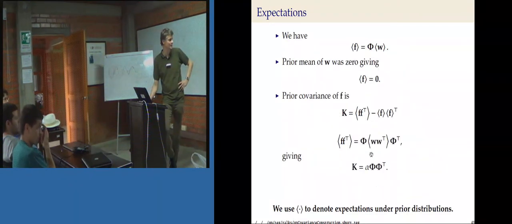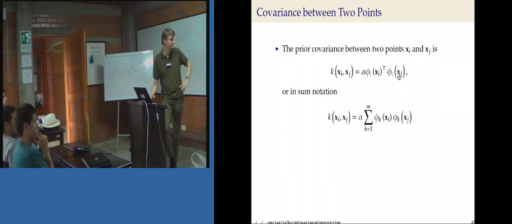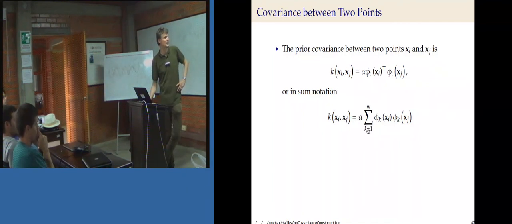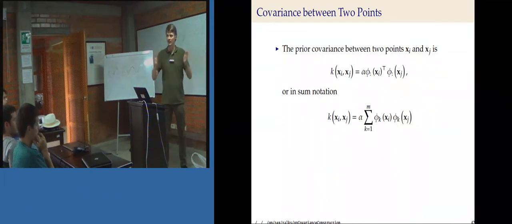So this is another way of writing it out, that the covariance is equal to alpha phi transpose. There's the covariance matrix. And then if I want to look at any 2 points, I recover this object here. So that's what we've just been looking at. Now, I'm going back to sum notation here, because in sum notation what this says is that the covariance is alpha times the sum from k equals 1 to m of each of the basis functions. So you take each basis function, for xi and xj, multiply them together and add the result.